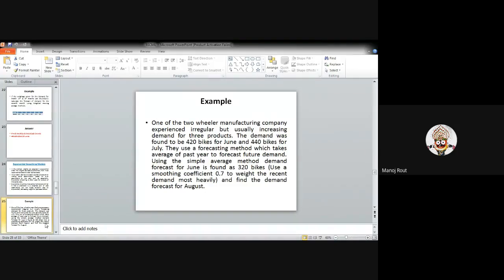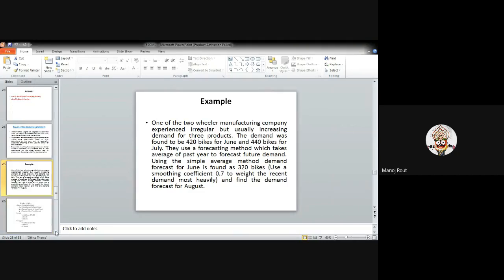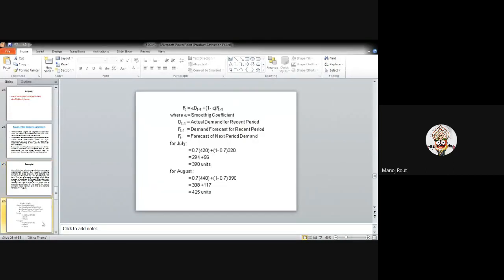So try to go through this question. The demand for the month of June is given, the demand for the month of July is given, and you have to forecast the future demand for the month of August. Your smoothing constant is given, and the question itself contains the forecast demand of June also, that is 320 bikes. Clear? Yes or no? So in that case, just note down the formula.